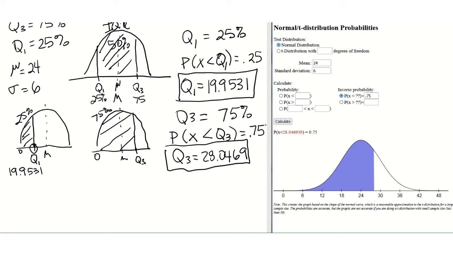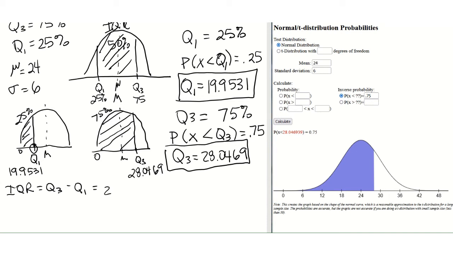My third quartile is right here at 28.0469. So all of the area between 0 and 28.0469 is going to be 75%, and that is my third quartile. So now I want the IQR, so that is going to be the difference between those two values. So the IQR is going to be the Q3 minus Q1.